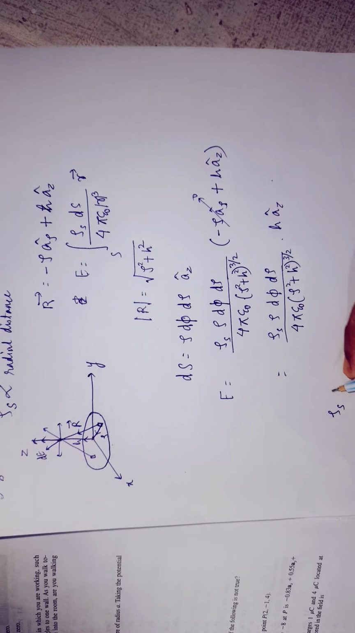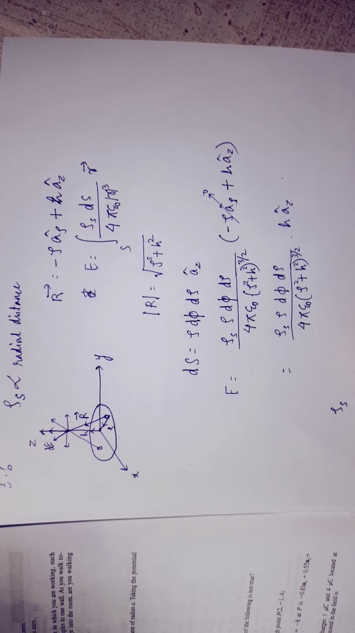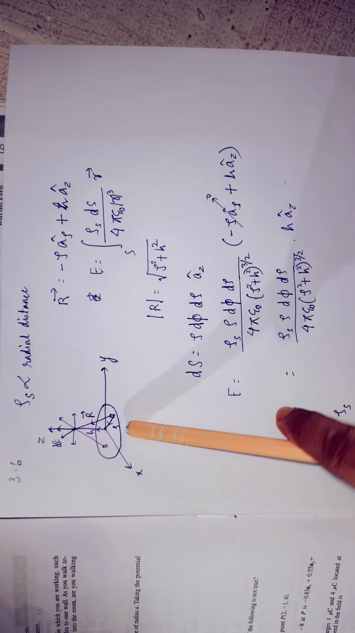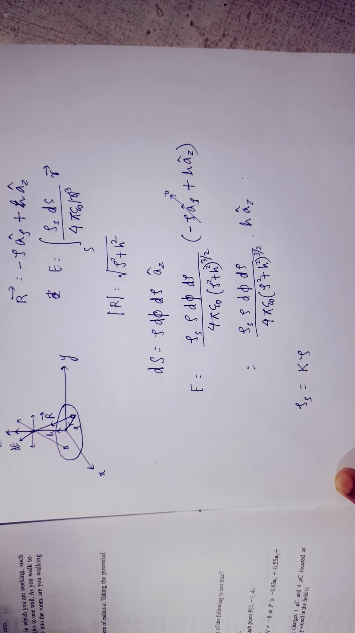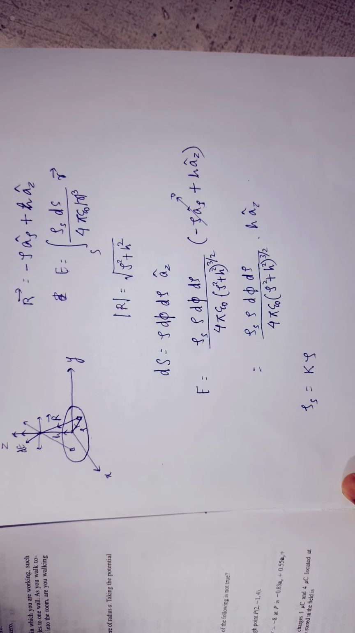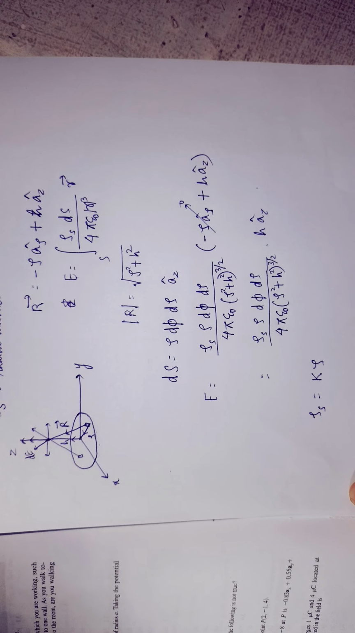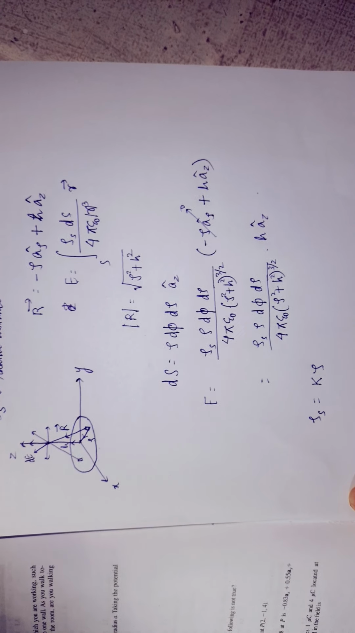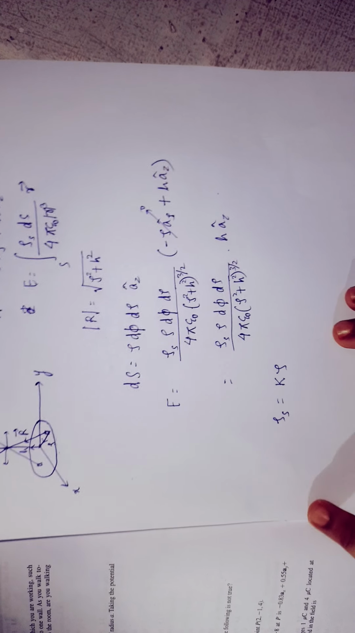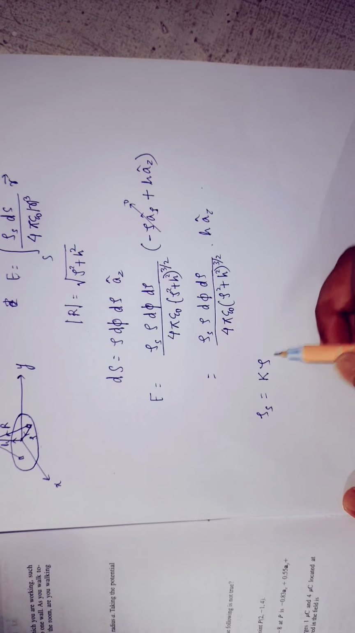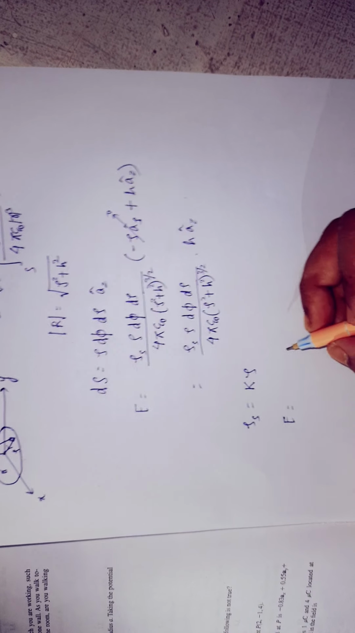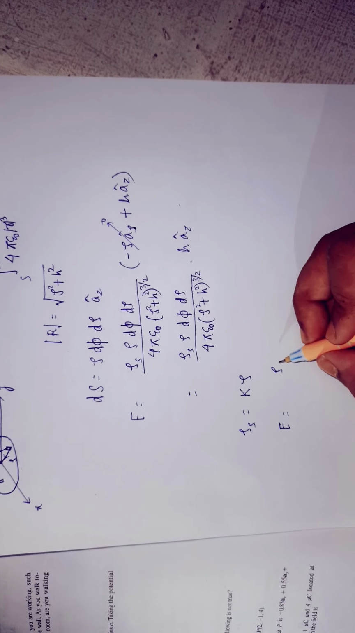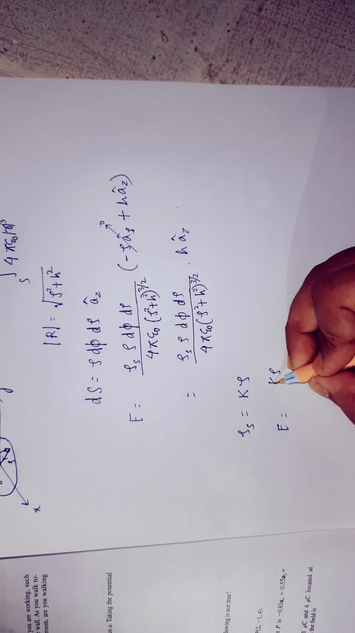So I can say my radial distance over here, you can see it is rho. So I can say it's k rho, where k is the proportionality constant. In this way, I will equate rho s to k into rho. Now, what's my E equation? That is the electric field intensity equation. Instead of rho s, I'll write k rho.